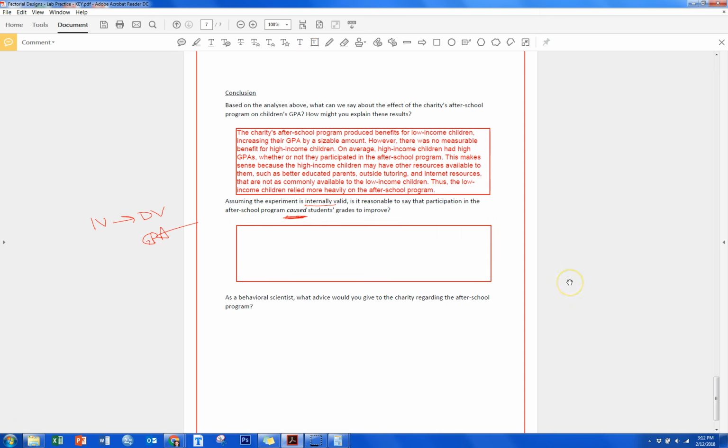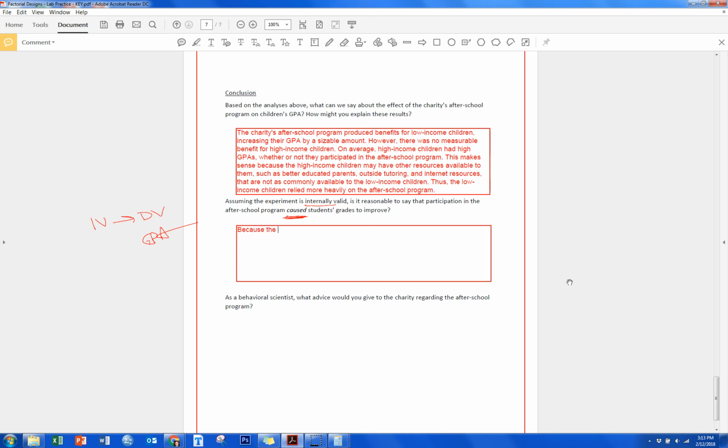Oftentimes we drill into students' heads, correlation does not equal causation. Correlation does not imply causation, and so on and so forth. So everyone is nervous to say that something caused it. But an experiment, that's the whole point of an experiment, is to be able to make a causal inference.